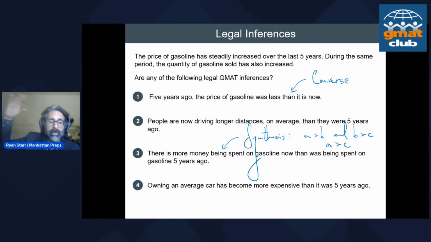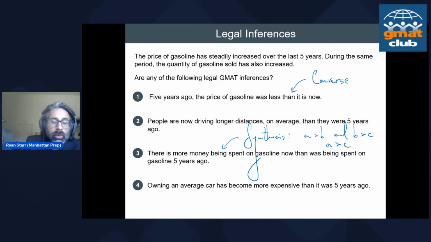You're using a piece of information from the first sentence, the price has increased steadily, and a piece of information from the second sentence, during the same period, the quantity sold has also increased. If the price has increased and the quantity has increased, price times quantity gives you total expenditure. So total expenditure must have increased. All right.